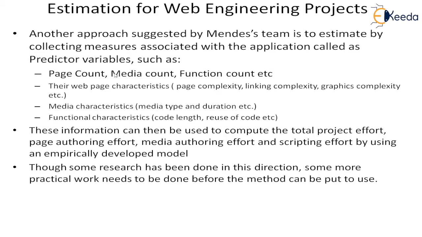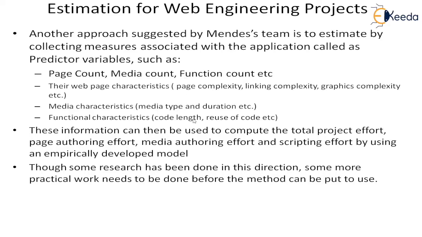For page, media, and function, the web page characteristics are page complexity, linking complexity, and graphics complexity. I'm sure those of you who are in the practice of developing web applications will understand very well, because these are the specific characteristics that matter for the designing or construction of the web page. Similarly, for every media, we have to see the characteristics, media type, duration, etc. For the functions, we have to see the code length and the reuse of the code. So from this, we will get some information about these three types of predictor variables.